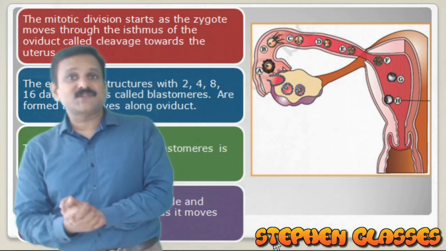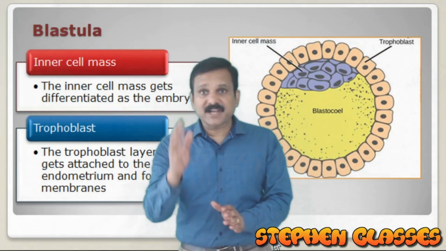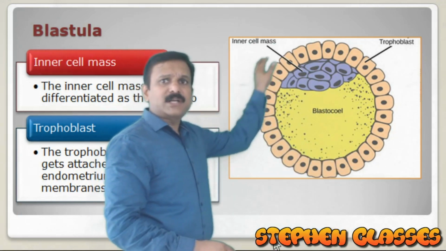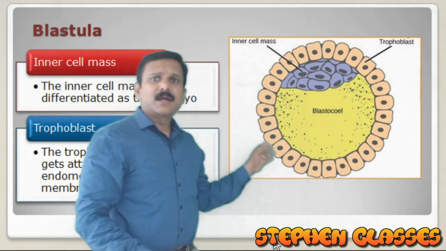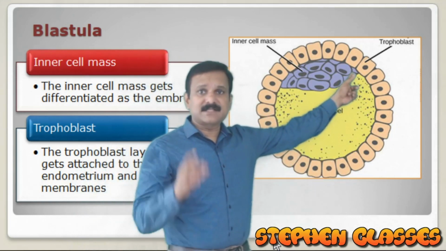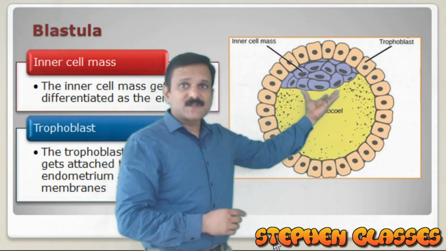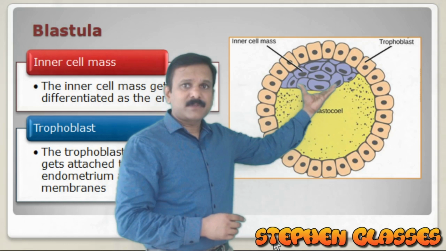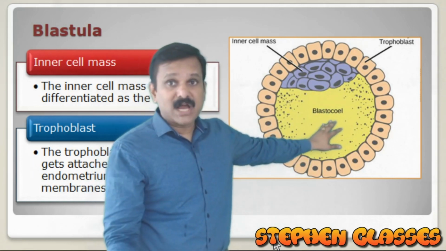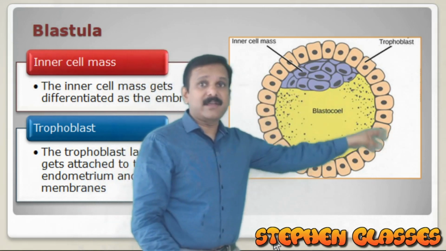Now we have the structure of the blastula here. This is very important, so this picture is very important. In this picture you can see the outer layer of cells. The outer layer of cells you can call the trophoblast. What is the term given for the outer layer of cells? Trophoblast. And you can also see an inner cell mass. You can see a cavity for the blastula. The cavity of the blastula is called blastocoel. So these are the things labeled here.